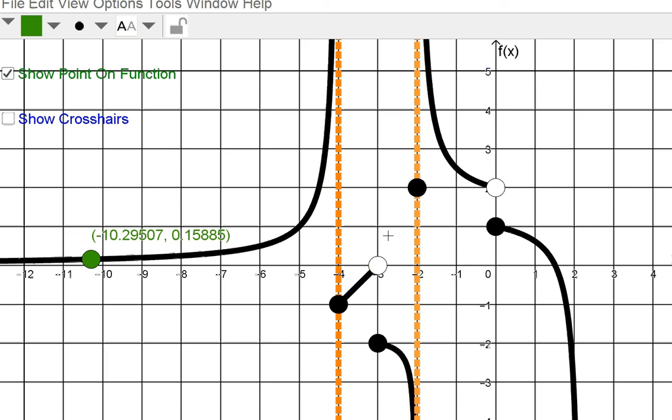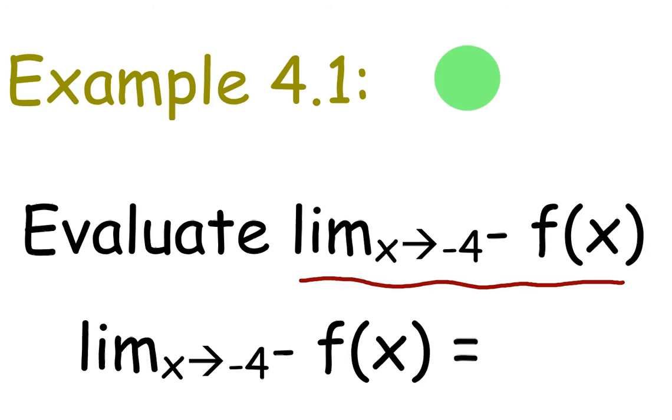Alright, this is going to be our example 4. We can tell there's a lot going on with this graph. If I move this point around, you can see there's different components, different pieces, because it is a piecewise graph. Let's go ahead and get started with asking some questions about this graph.